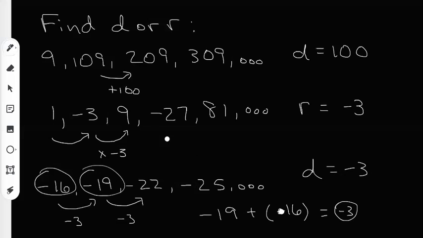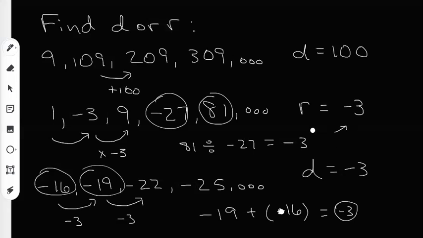And for R, you can always divide. So let's take 81 and let's divide it by -27. Well, if we divide by -27, what are we going to get? You should get -3. So if you don't know what it is, you can always divide or subtract by the one that came before it. So that's finding D and R. And that's going to be based on whether your sequence is arithmetic or if it's geometric. So you need to know that too.